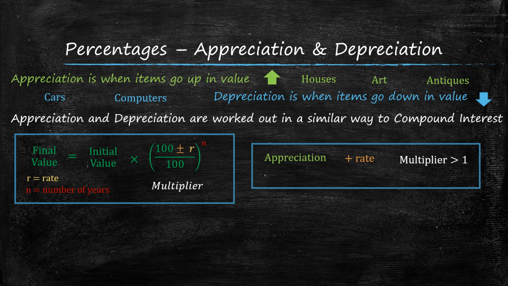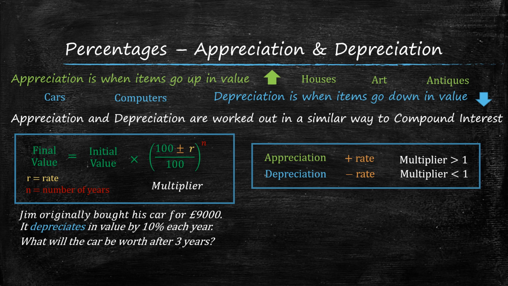Now, appreciation, we add our rate and our multiplier should be greater than 1. And for depreciation, we minus our rate and our multiplier should be less than 1. So if you look at our multiplier, we've got 100 plus or minus r over 100 raised to the power n. And what we're saying here is if it's an appreciation calculation, it's 100 plus r over 100 raised to the power n, and if it's a depreciation calculation, it's 100 minus r over 100 raised to the power n.